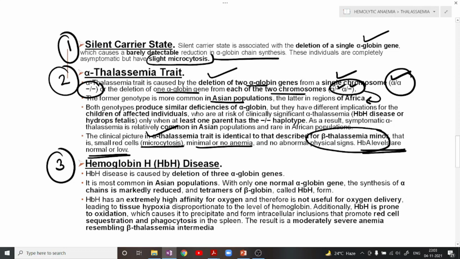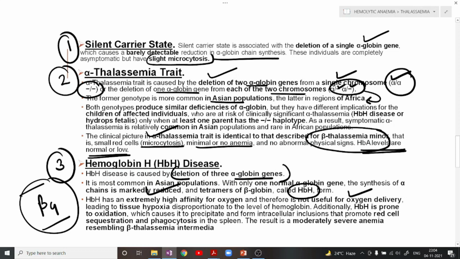Now in the case of HbH disease, it is caused by deletion of 3 alpha globin genes. Over here there is formation of beta 4 tetramers, called the HbH form. Now this HbH has an extremely high affinity for oxygen, therefore it is not useful for delivering oxygen to the tissues, so it leads to tissue hypoxia. Additionally, remember, this HbH is also prone to oxidation. It precipitates and forms inclusions and leads to red cell sequestration and removal in the spleen. So the result is moderately severe anemia resembling beta thalassemia intermedia.